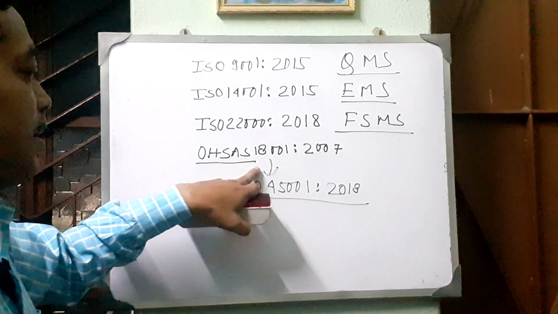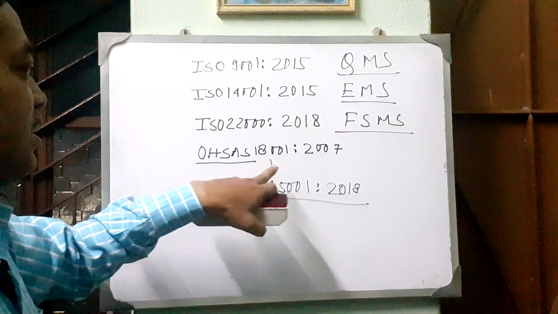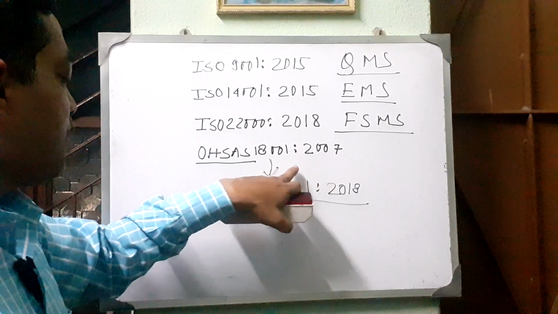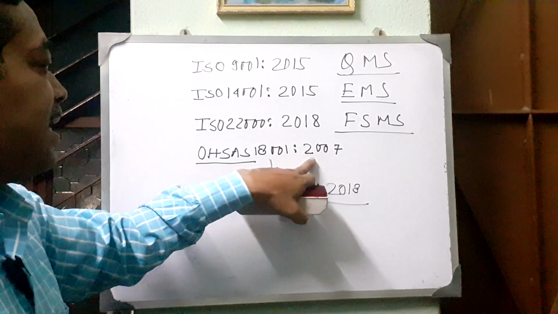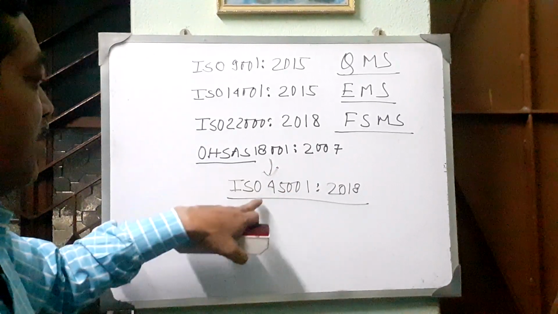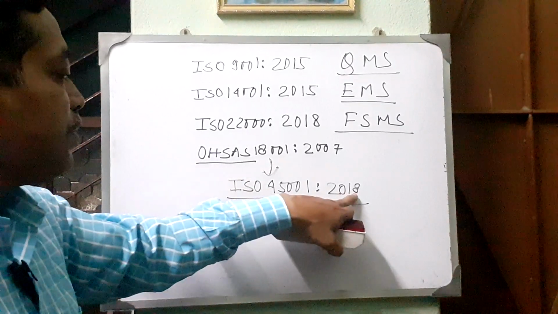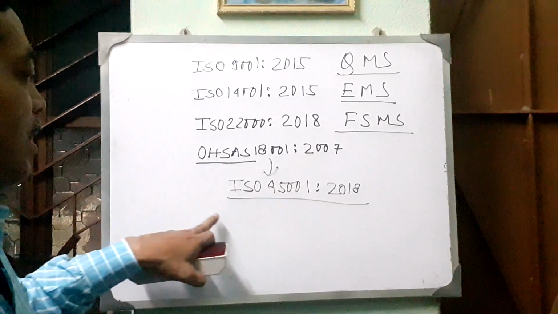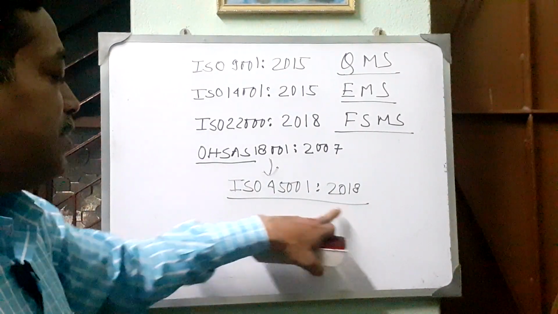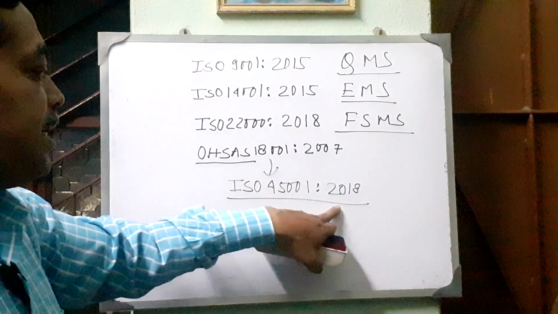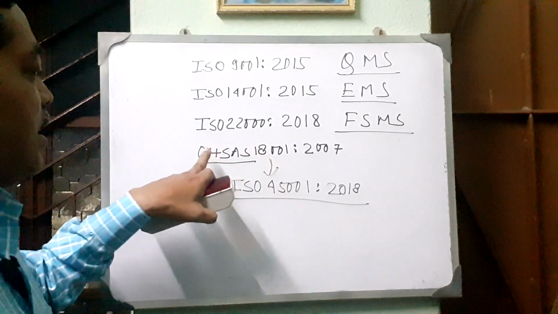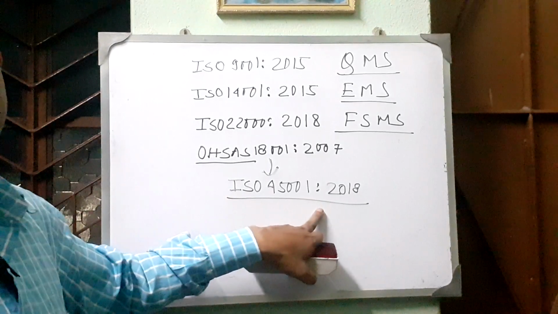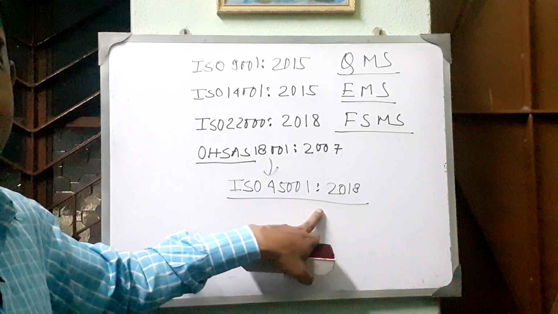OHSAS was actually created by the British Standards Institute in 1999, and then it was converted to ISO 45001:2018. So it is upgraded, and within 3 years, up to March 2018, you can convert this OHSAS 18001 to ISO 45001. These are the deadlines from ISO.